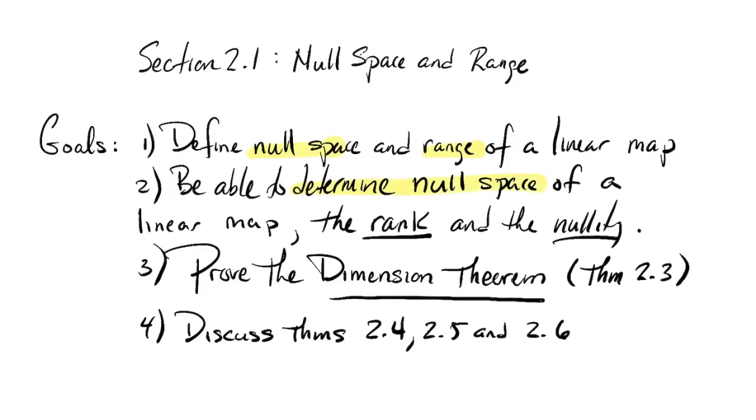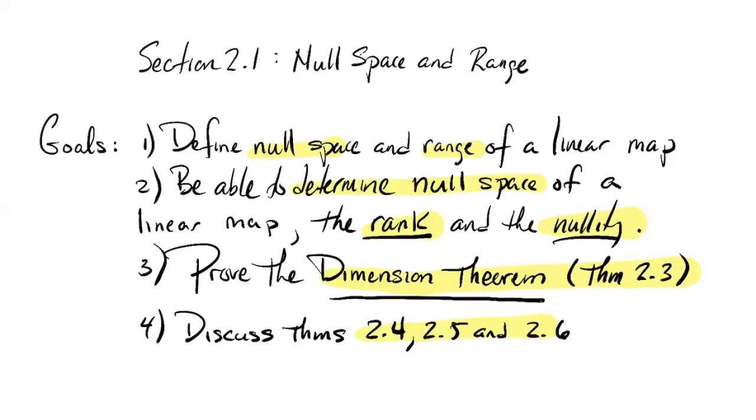The dimensions of those things are called the rank and nullity, respectively. We'll make those definitions, and then I want to prove something called the Dimension Theorem. So it relates the rank and the nullity of a linear transformation to the dimension of its domain. And then there are three more theorems in the section, 2.4, 5, and 6. We'll state them below, but they're basically conditions that involve this null space and this range to determine whether your linear transformation is one-to-one or onto.